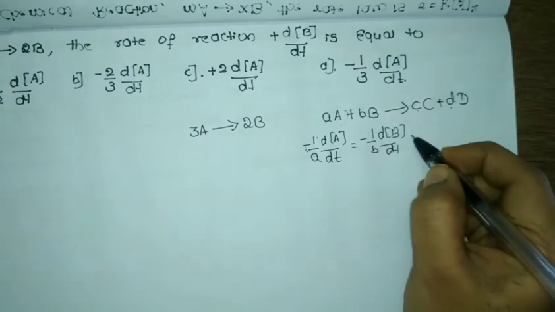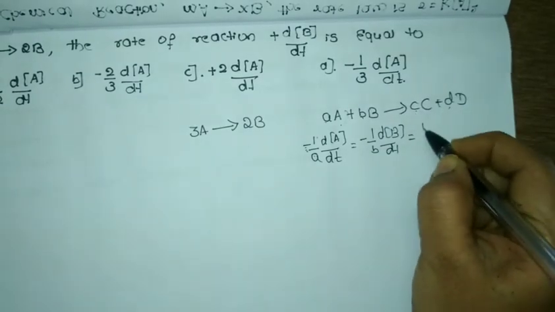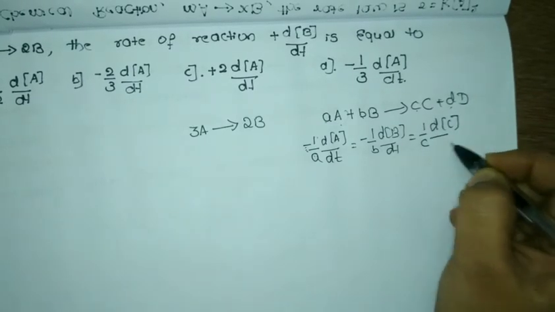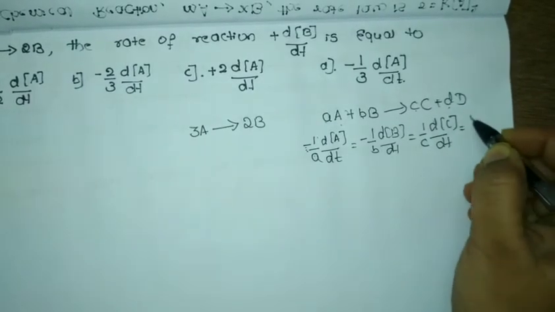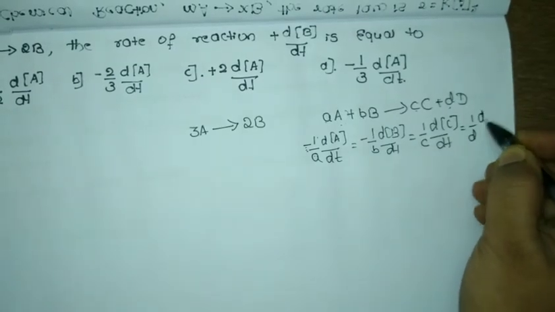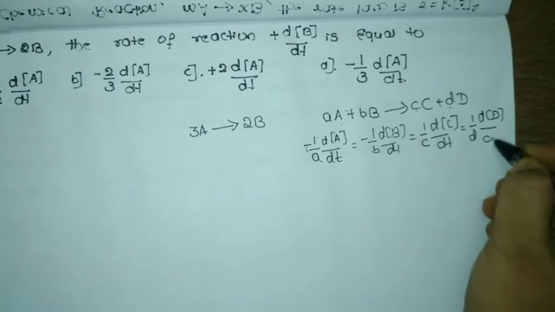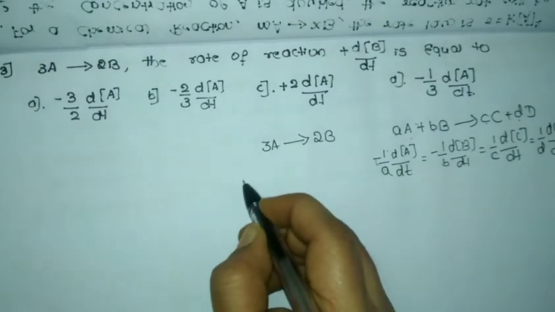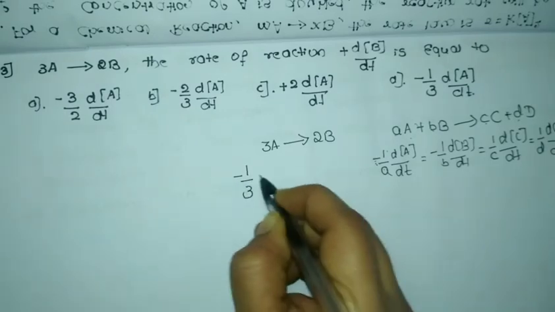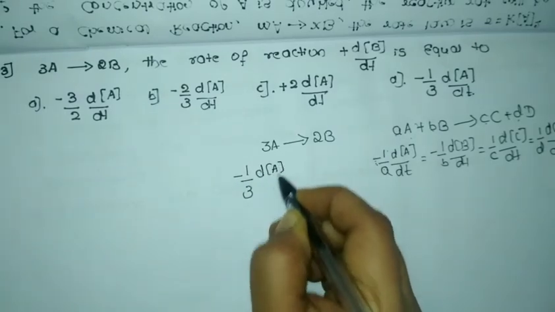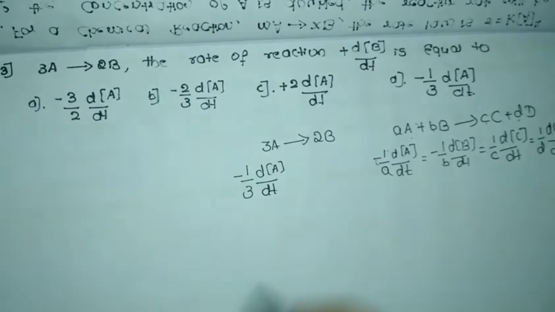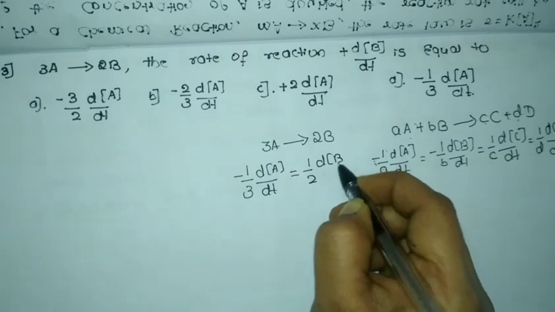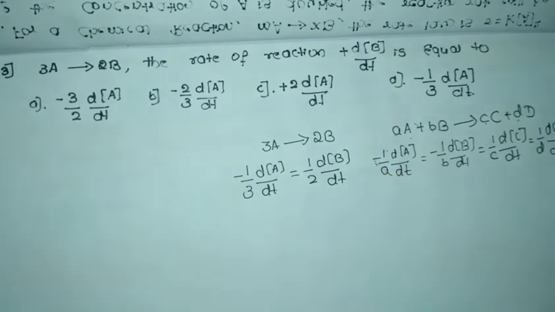Similarly, when it comes to the product C, we represent it with a positive sign because its concentration increases: dC/dt = (1/D) dD/dt. This is how you can write it. Similarly, if I apply the same method for this reaction, I can write: minus 1/3 change in the concentration of A with respect to t is equal to 1/2 change in the concentration of B with respect to t. This is how you can apply it.